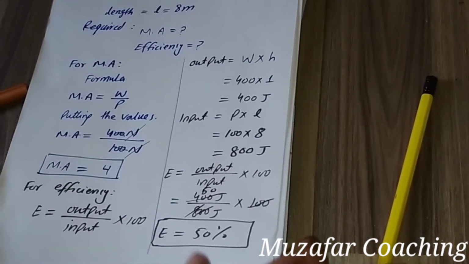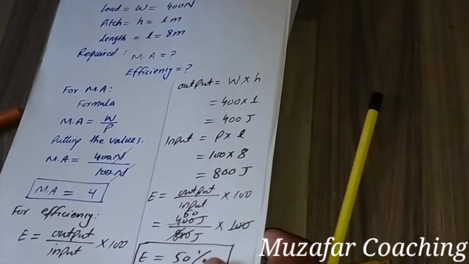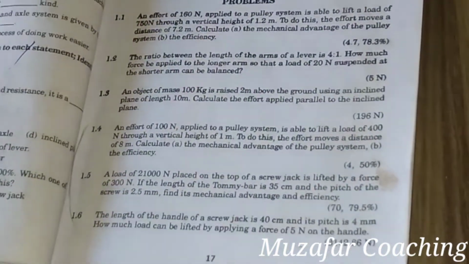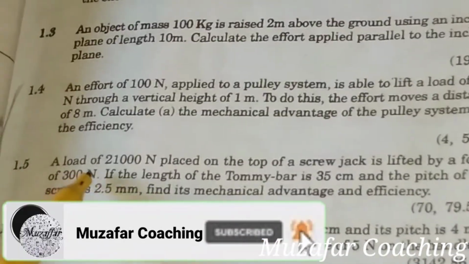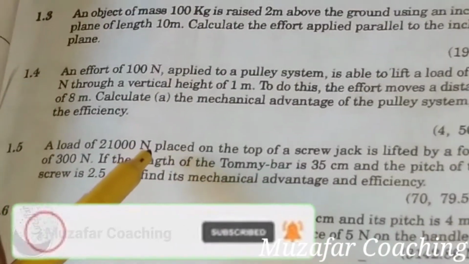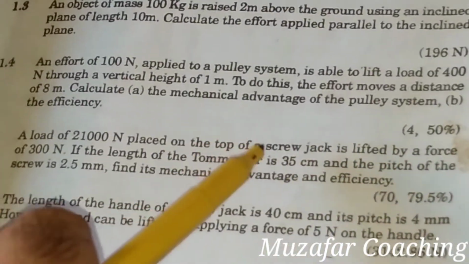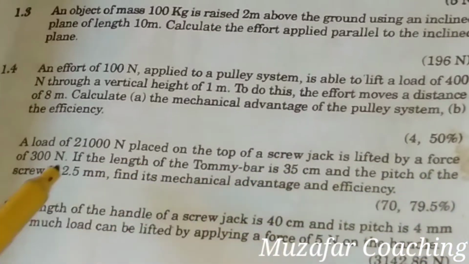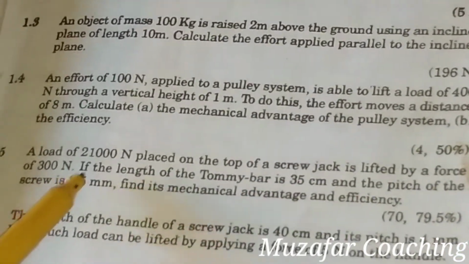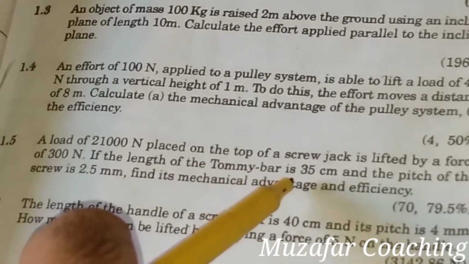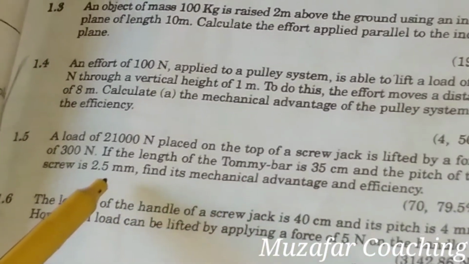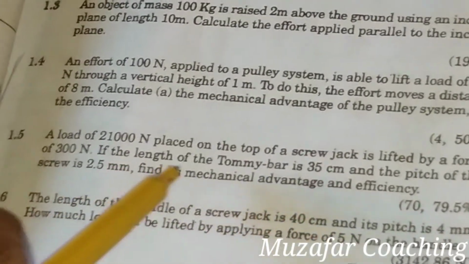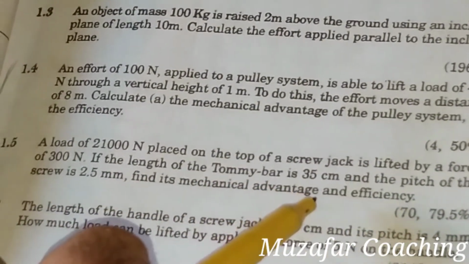Now we will be doing the next numerical of this chapter, that is number five. A load of 21,000 Newton placed on the top of a screw jack is lifted by a force of 300 Newton. If the length of the Tommy bar is 35 centimeter and the pitch of the screw is 2.5 millimeter, find its mechanical advantage and efficiency.